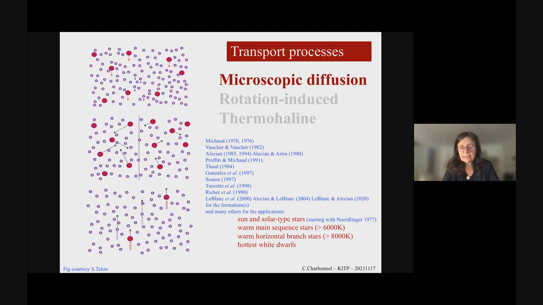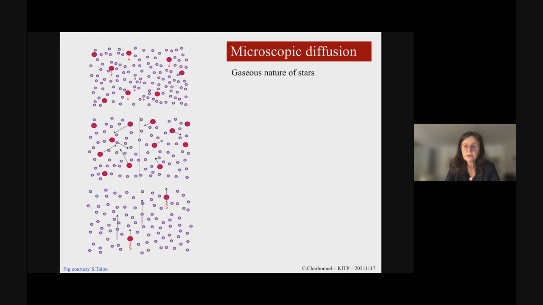So let's start with microscopic diffusion, which has been studied for a long time now, by many people, both for the formalism and also for the applications. And it's well known that this process is relatively important and efficient already in the Sun and solar-type stars, but also in warmer main sequence stars. Also, it's important to interpret the observations of horizontal branch stars and also of the hottest white dwarfs.